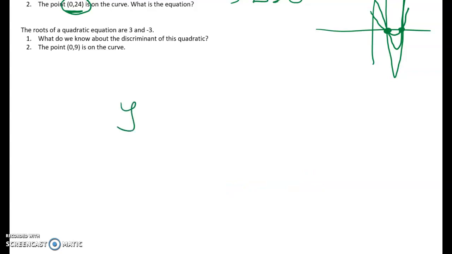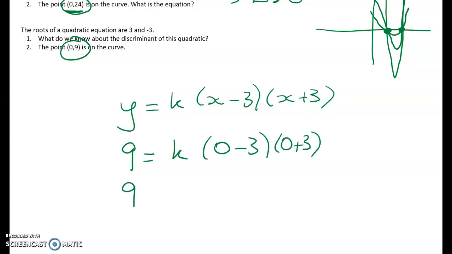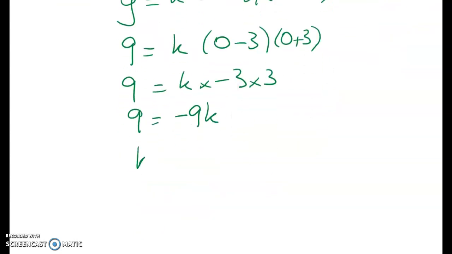So this time we've got y = k(x - 3)(x + 3). And the point (0, 9) is on the curve, so 9 is equal to k times (0 - 3) times (0 + 3). 9 is equal to k times -3 times 3. 9 is equal to -9k. So in this case, k is equal to -1.